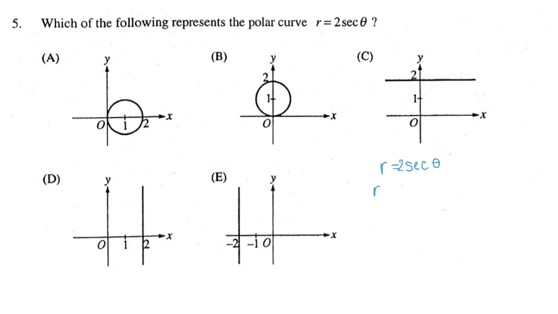All right, so we need to remember that secant is 1 over cosine. And then our polar to rectangular conversions, remember that x is equal to r cosine theta, and that's what we'll be using here. We'll multiply cosine over, so I have r cosine theta equals 2, and from there we see that x is 2, so we need to find the graph of x equals 2, and that's going to be answer choice D.